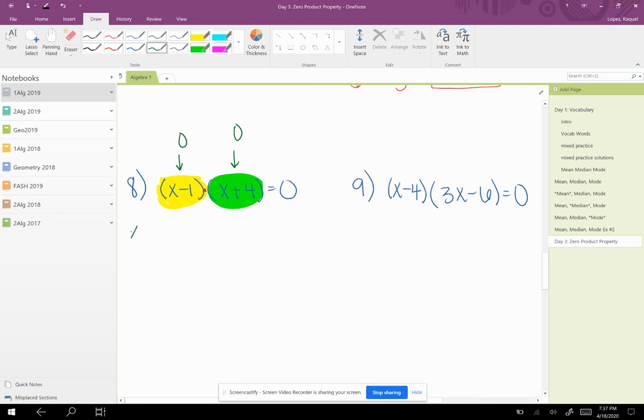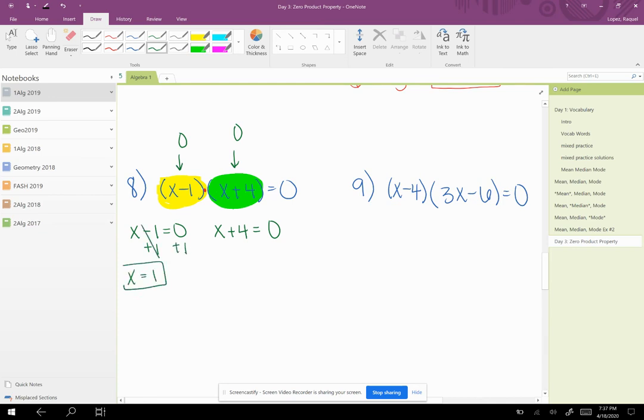So what we're going to do is set both of those quantities equal to 0 and figure out our two possibilities for what x can be. So over here on the left, I have x minus 1 equals 0. To undo that, I'm going to add 1 to both sides.